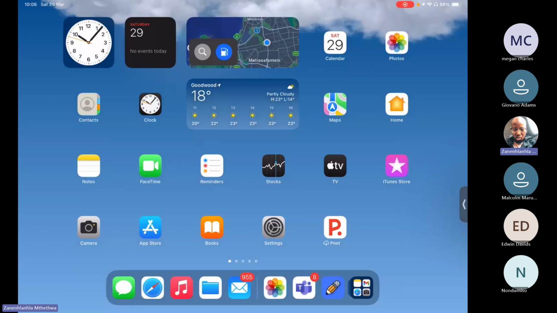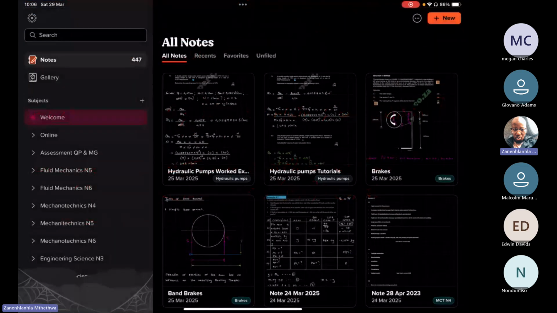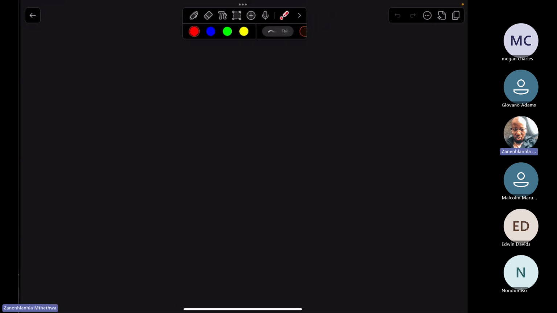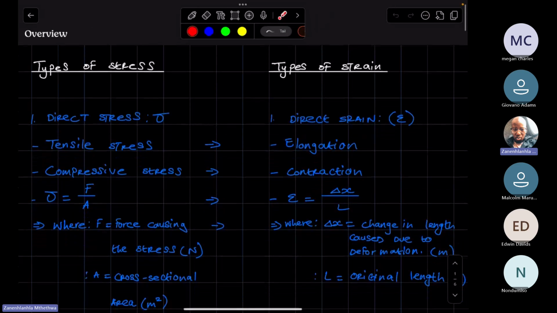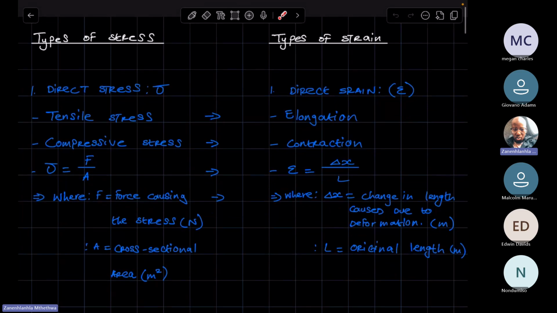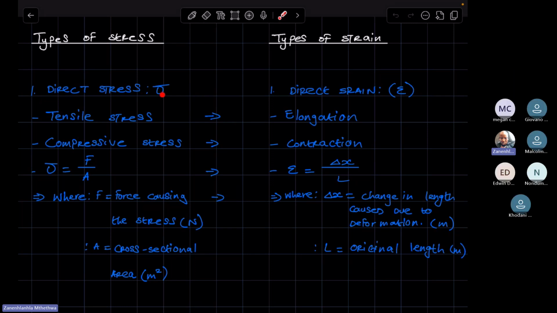Right. So we are going to look at stress and strain. Essentially, we get three types of stresses. You have direct stress, which is the one we are going to look at first. You get direct stress, you get shear stress, and then you get bending stress.